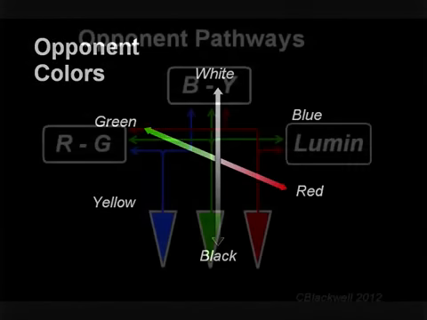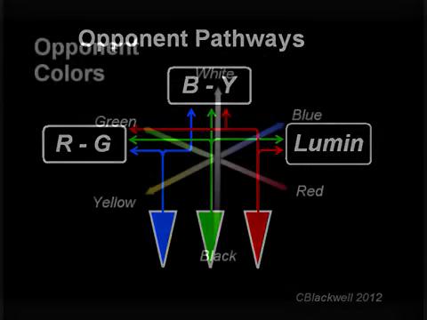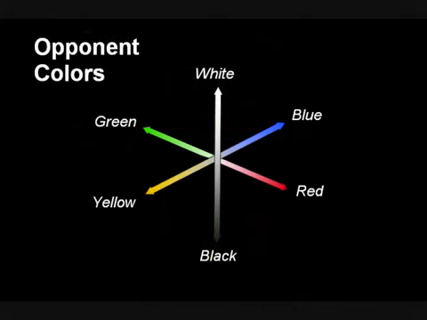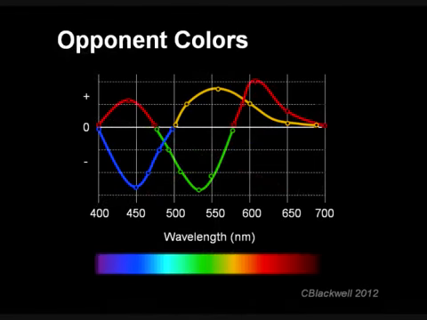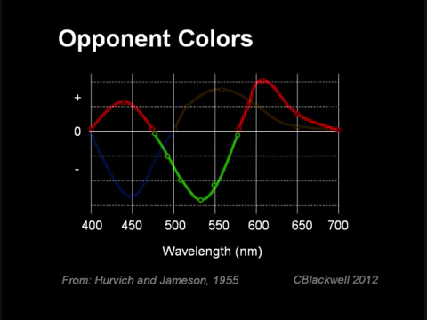So here's the diagram of the whole circuit, which yields the opponent color channels. Now, let's give you a different view, then we will return to this circuit. Here is another way of looking at the result of opponent color response. This is the blue versus yellow channel. Below 500 nanometers, the blue side dominates. Above 500 nanometers, yellow dominates. The red versus green channel looks like this, with red dominating at each end and green in the middle.